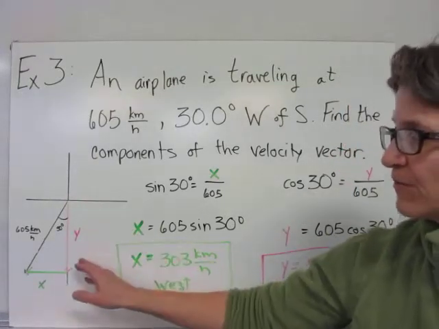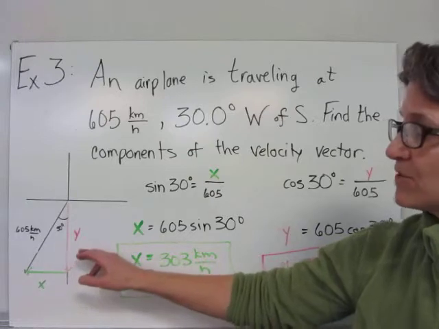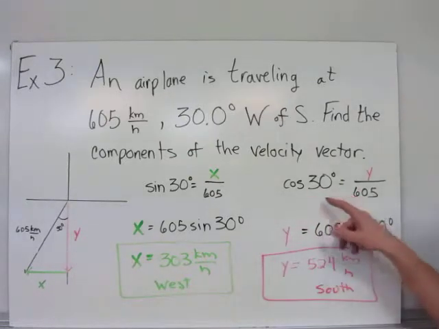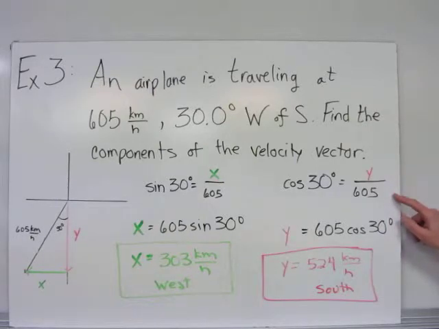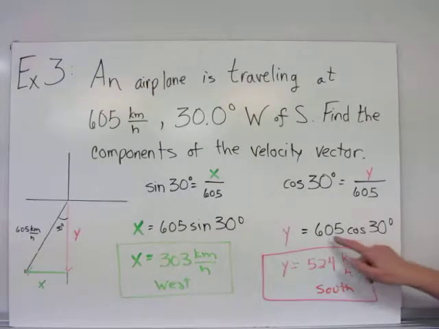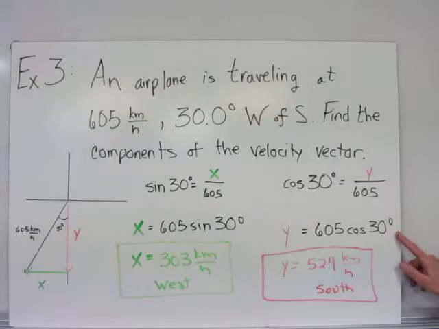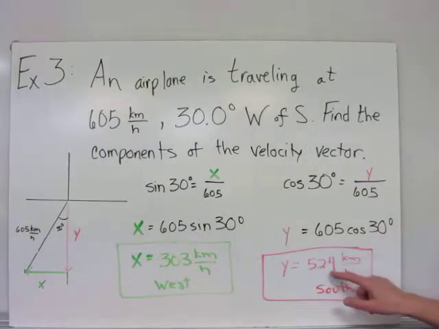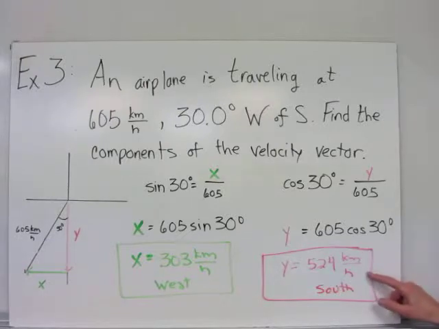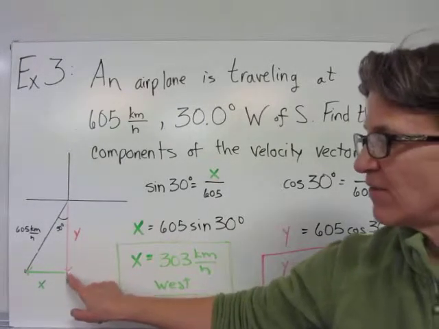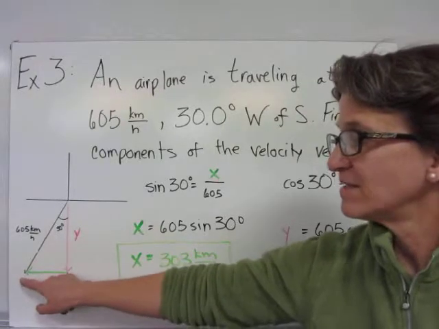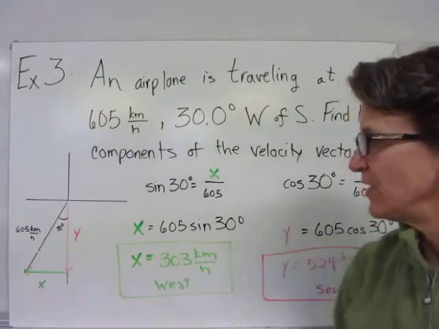For my y component, it's adjacent to my angle, so I'm using my cosine function, and my cosine of 30 is equal to y over 605. Multiply 605 times the cosine of 30 degrees. Your magnitude of y is 524 kilometers per hour. The direction is south, because if I point south and then I point west, I'll get to my resultant.